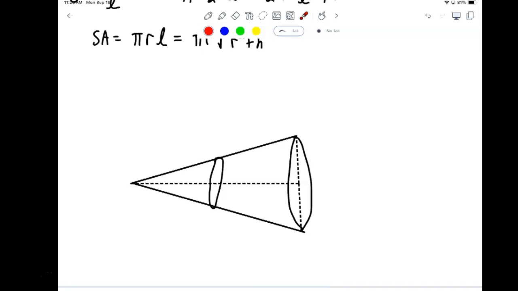This thing is called a frustum. Okay, so we want to figure out the surface area of this frustum. Now we need a few more points about the frustum.